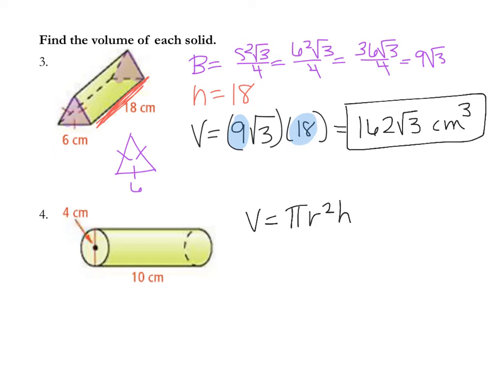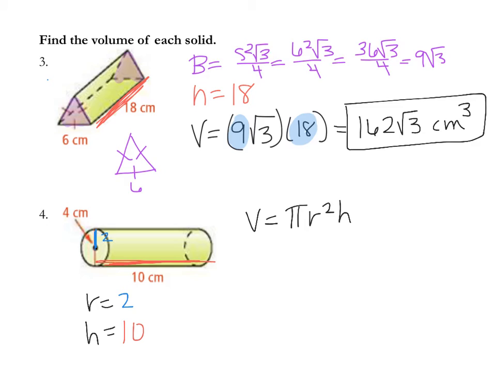So I'm going to write down, just because I like to be organized, what R and H are first in the picture. R, remember, has to be only halfway across the circle. Right now that's saying the whole thing is 4. So R for this problem is going to be 2. And then the height is that line connecting the two circle bases together.